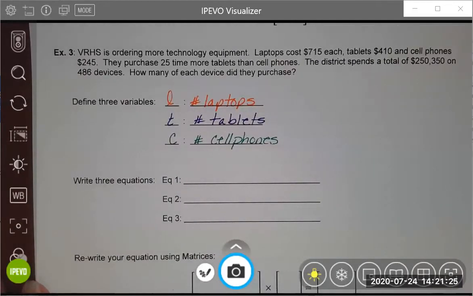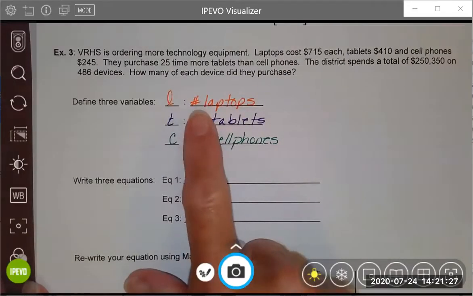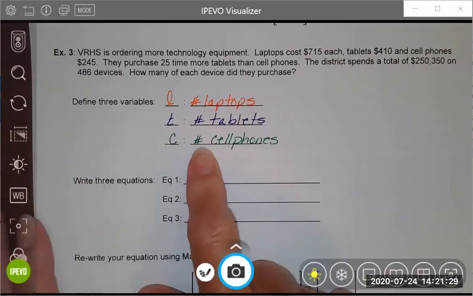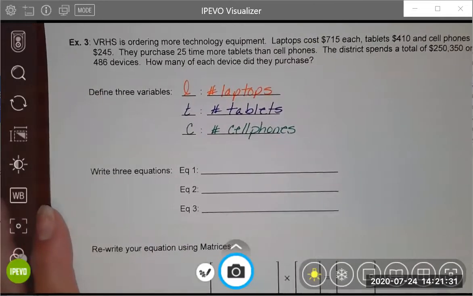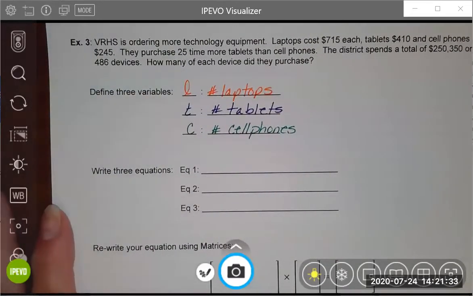There's kind of a lot of things going on here. First thing I did was identify the 3 types of purchases they made, and I used mnemonic variables because that helps my brain.